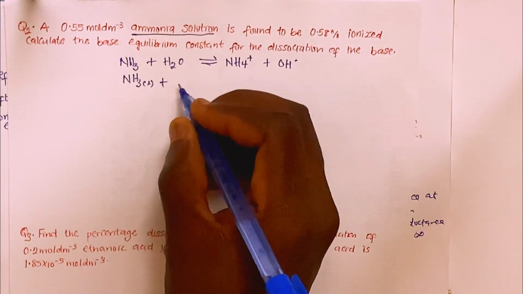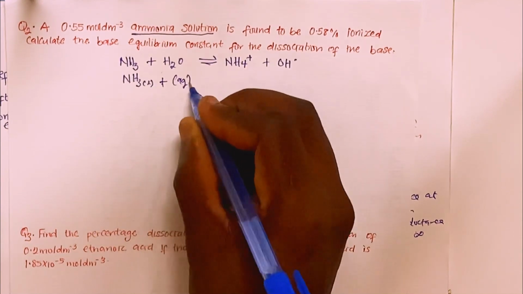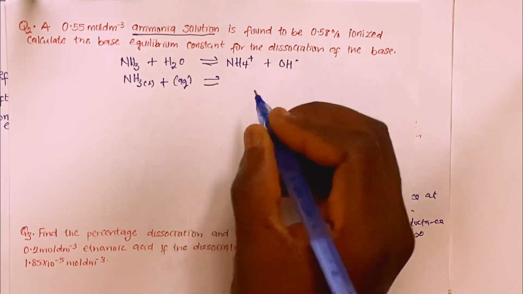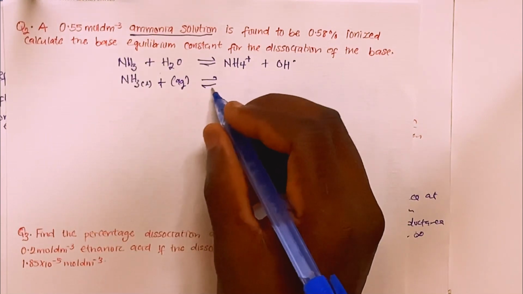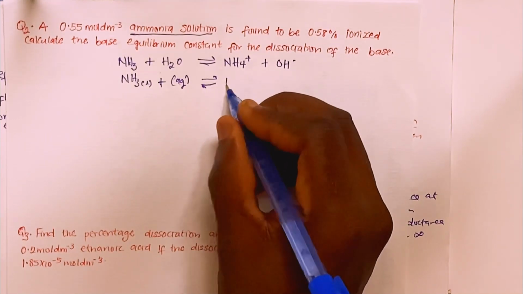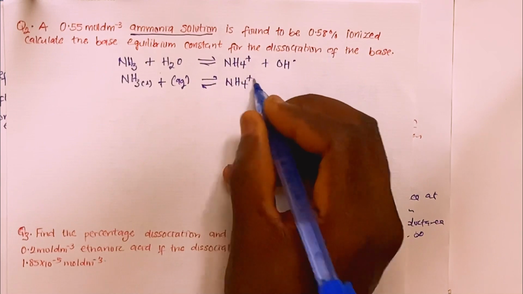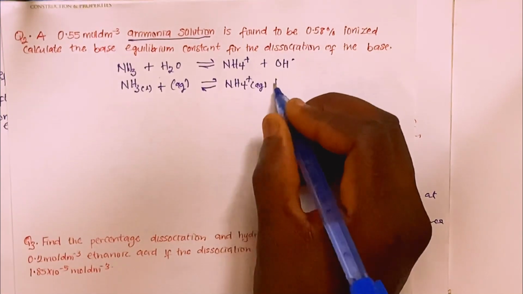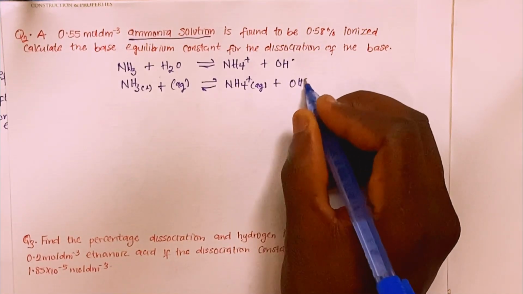Let me just say water is constant. Let me just write it with plus aqueous. We are going to have it in equilibrium with NH4 ion in aqueous state, plus OH ion in aqueous state.